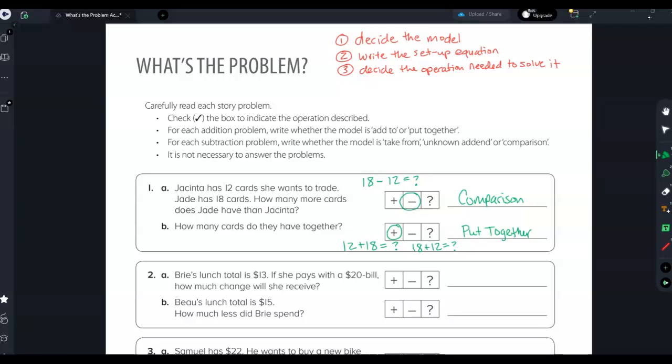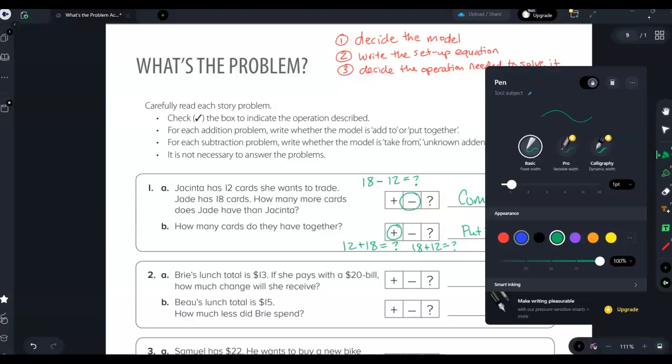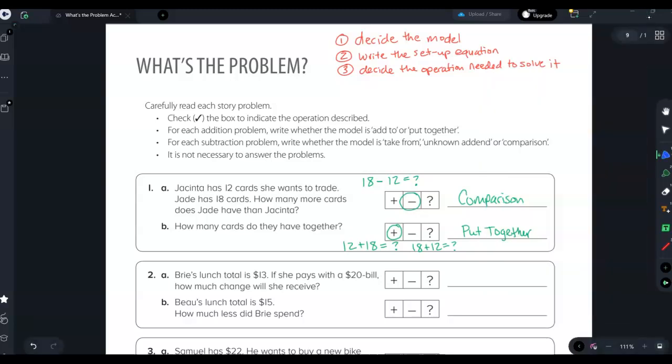Next, let's look at this one with Bree and Bo. So it says Bree's lunch total is $13. If she pays with a $20 bill, how much change will she receive? So we know that she needs to pay 13. She's paying with a $20 bill. So she has that 20. She's paying 13. We want to figure out her change.